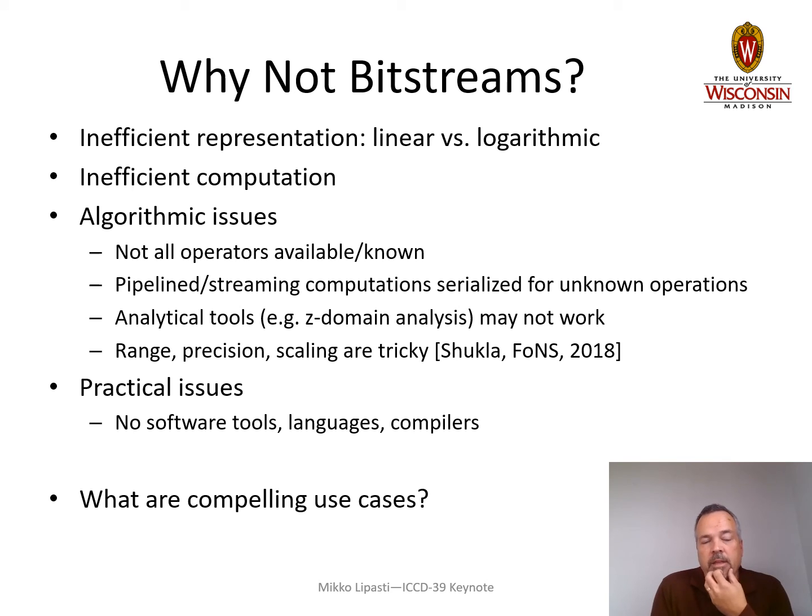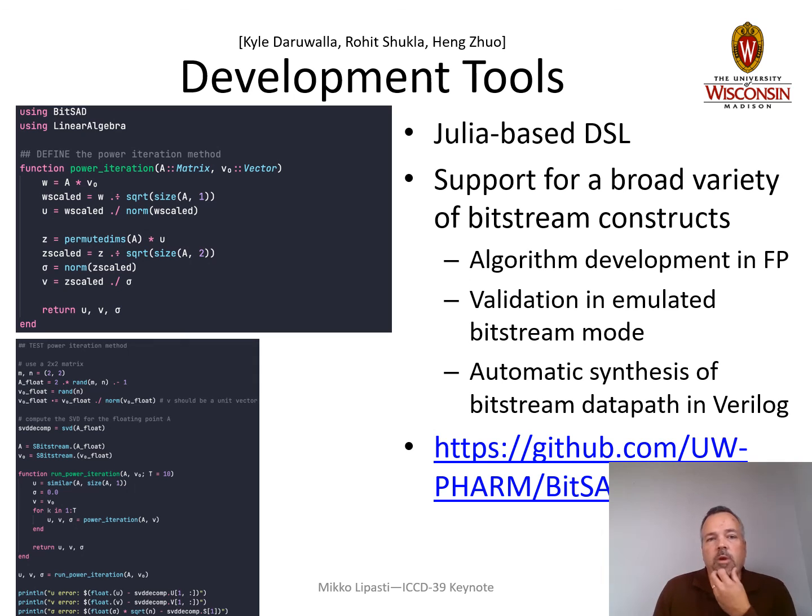We've published some work on things like range and precision and scaling. These are tricky problems to solve. We have some potential solutions for them in a Frontiers paper that came out a couple of years ago. And finally, there are a lot of practical issues. There were no software tools, languages, or compilers. And then also, you have to ask yourself, well, this sounds like fun, but are there really any compelling use cases out there that we want to look at? All right, so we've attacked the development tools problem. A lot of this work has been done by my PhD student, Kyle Daruwalla.